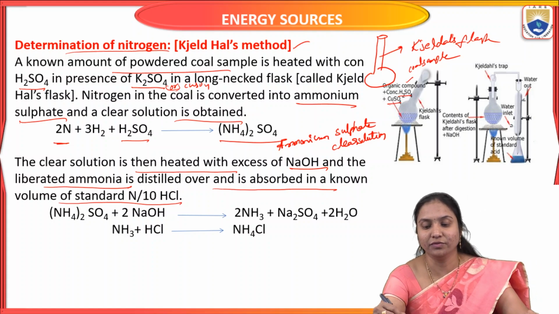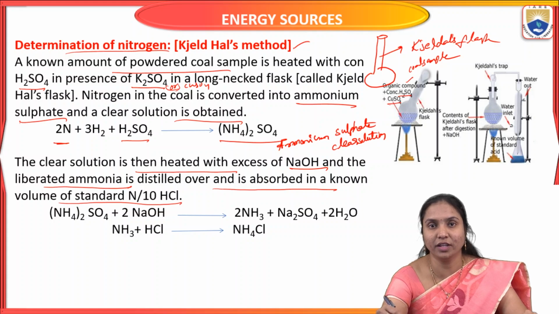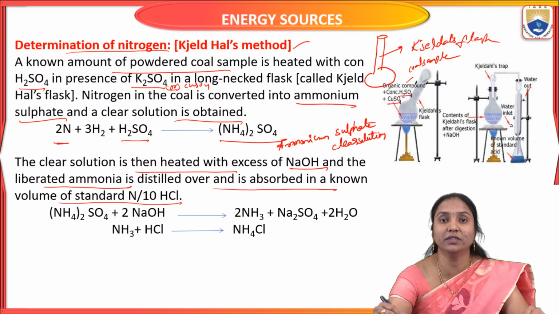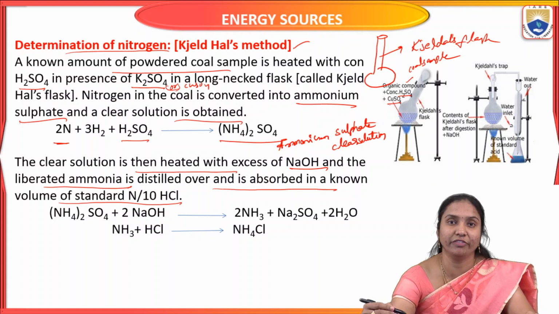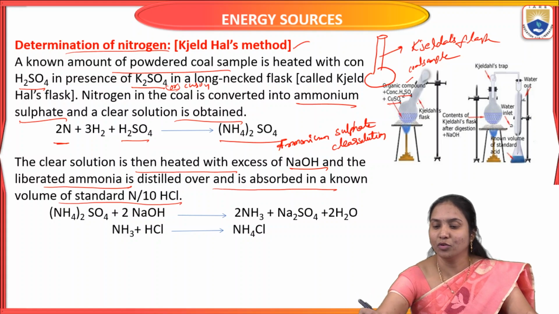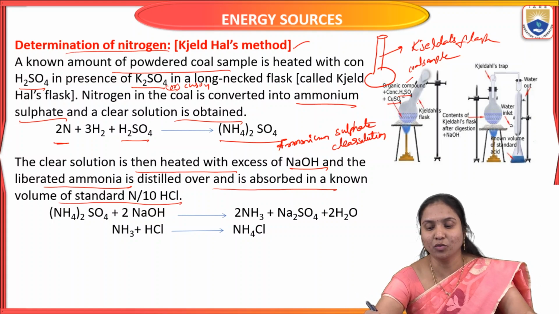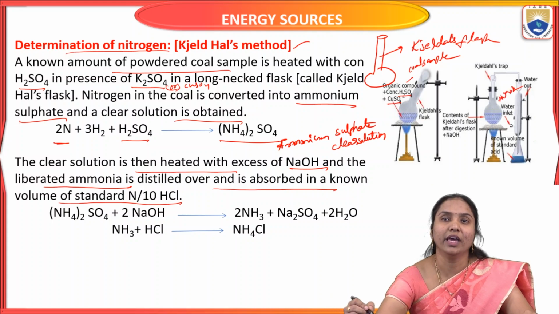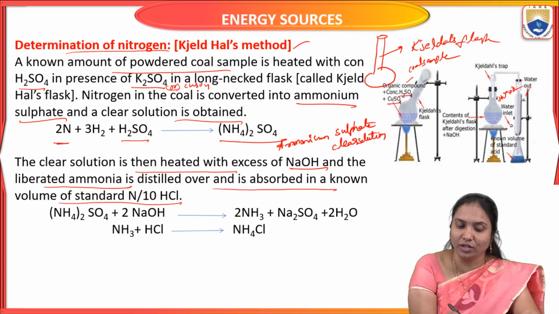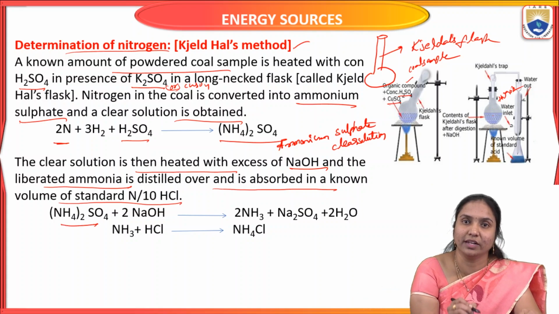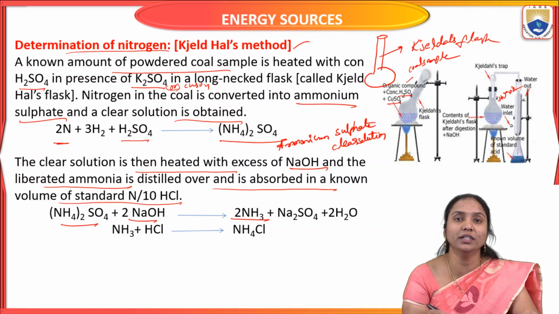That means here, in the first Kjeldahl's flask, we are taking a known weight of coal sample heated with concentrated H2SO4 in the presence of copper sulfate or potassium sulfate, which acts as a catalyst. During this process it produces a clear solution, that is ammonium sulfate. Next, in this image, see this ammonium sulfate heated with NaOH. In this case it produces ammonia, liberated ammonia.